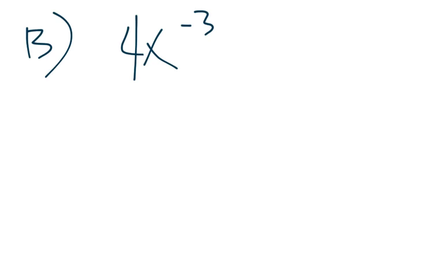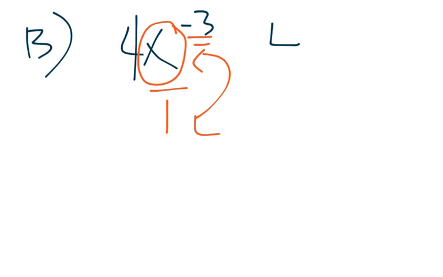Because this negative third only applies to the x, because that's the only thing it's touching. So what that means is when we have x over 1, this is the only thing we're flipping over. So the 4 stays where it is. So the 4 stays on top, and the x to the third goes to the bottom because there's no negative exponent next to the 4.